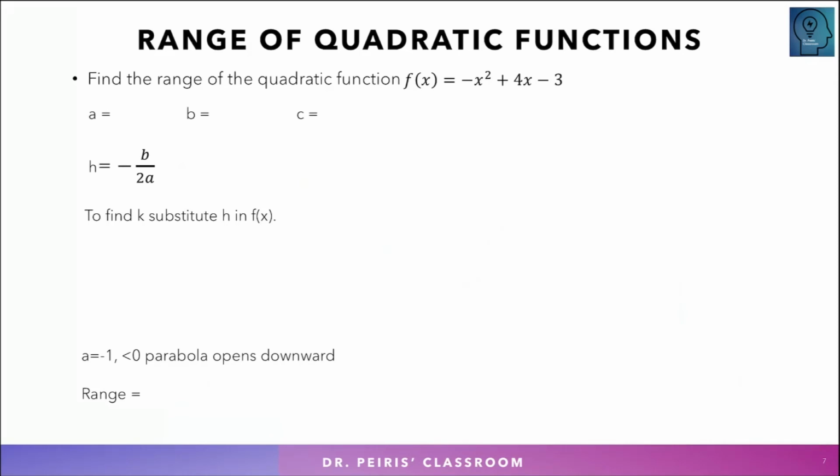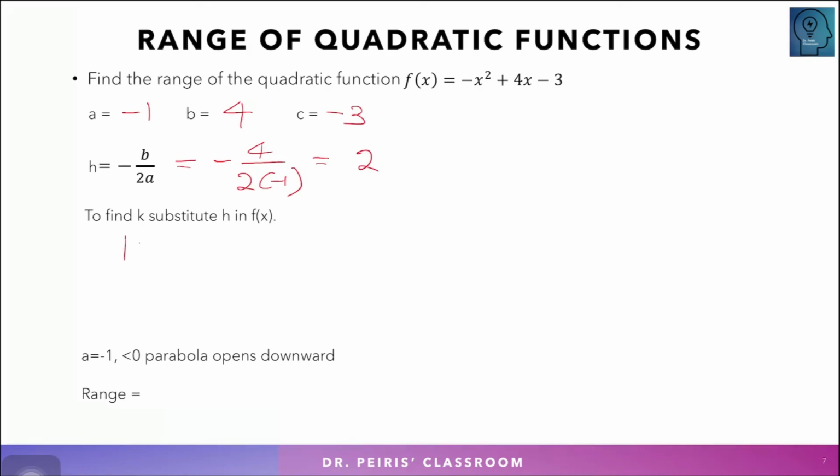And another one. So in this case, a equals -1, b is 4, c is -3. Then we find h, minus b over 2a. Minus b is -4, 2 times a is -2. -4 divided by -2 is 2. So that is the h. This is the x coordinate of the vertex.